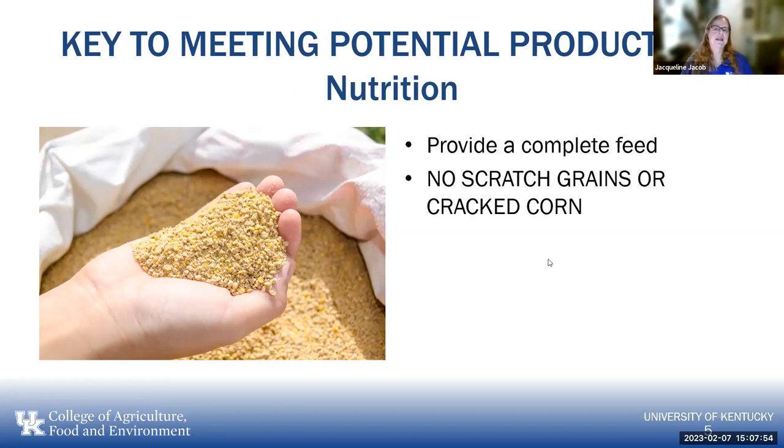so the key to getting potential production is nutrition. You need to provide a complete feed, whether that is mixed yourself or purchased. But once you've formulated your complete feed, do not dilute the nutrients in that complete feed with scratch grains or cracked corn, because it will result in nutritional deficiencies. Most of the problems that I see are from backyard flock owners taking a complete, nicely formulated feed and diluting it with the cheaper scratch grains or cracked corn, and they end up with nutritional deficiencies and then health problems in their flocks.